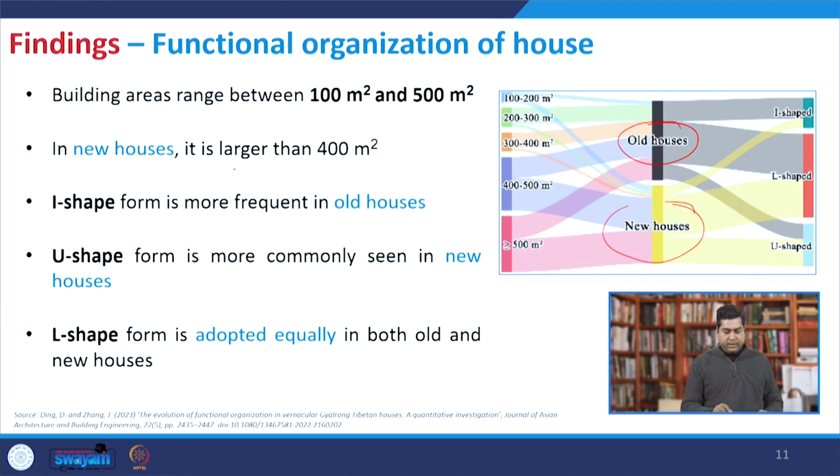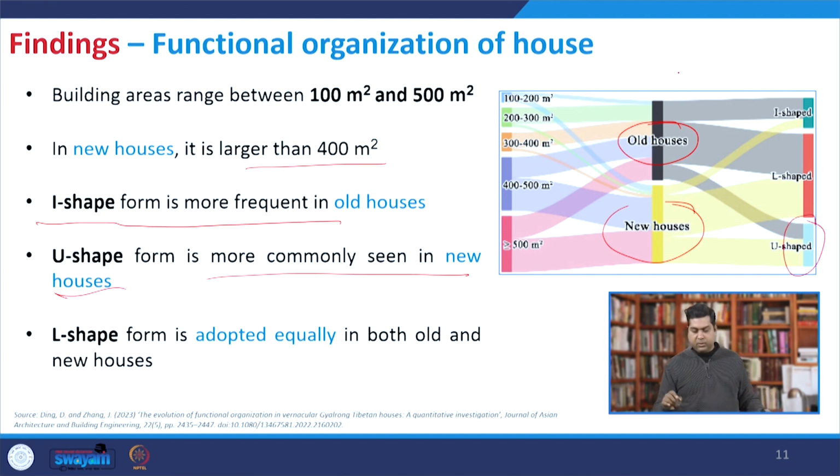In new houses, it is larger than 400 square meter, and if we try to understand the shape, the authors have identified three basic shapes. I-shaped building form was more frequent in old houses which were built before the 21st century. U-shaped form is more commonly seen in the new houses, so that you can see. So, this is also a Sankey diagram which is representing the overall overlap of the sample and the frequency. L-shaped form is adopted equally in both cases. There you can see the number of buildings where this has been used.